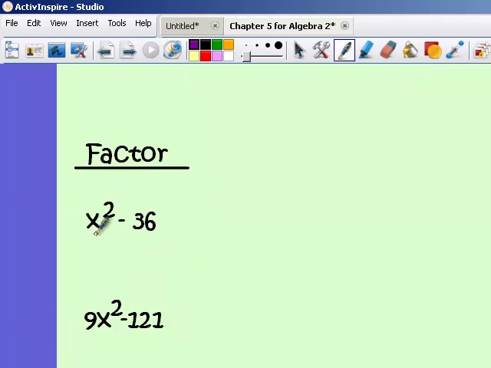So if you look at the first example here, we can take the square root of x squared, which is x. And we can also take the square root of 36, which is 6. And because there's a minus sign, all we have to do is put a plus, minus, put the x, and put the 6. And it's done.